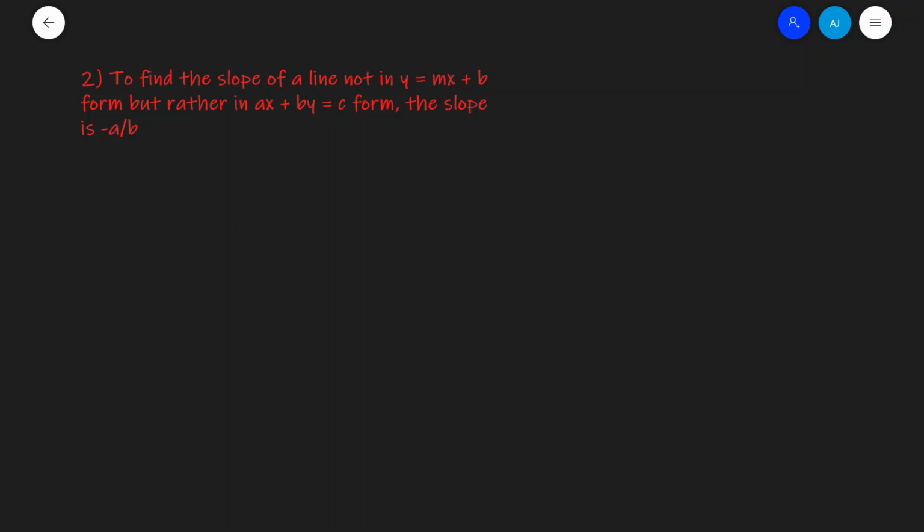The second tip is for finding the slope of a line that is not in y equals mx plus b form, which is slope-intercept form, but rather in standard form, or ax plus by equals c, where a is a coefficient, b is a coefficient, and c is a constant. The slope is simply negative a over b. This concept is presented in the SAT often, and it would save time if you know this trick.